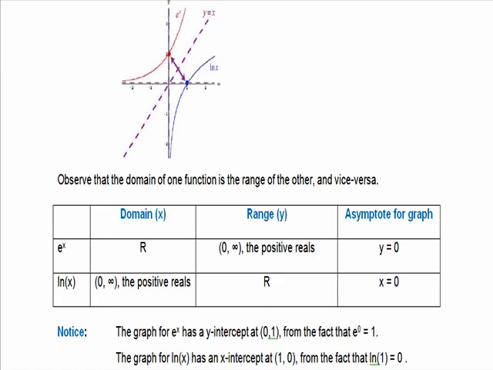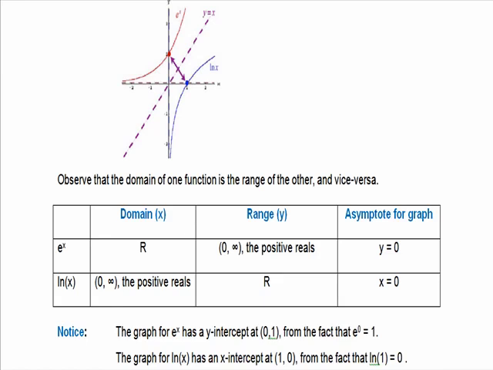So e to the x goes left and right forever, natural log of x goes up and down forever. Notice the range of e to the x, the y values, are the positive reals, everything from 0 to infinity. Notice that the domain of natural log of x will be the same thing. The positive reals will be the legitimate input values for natural log of x. Again, as I said before, e to the x has a horizontal asymptote of y equals 0, while natural log of x has a vertical asymptote of x equals 0.